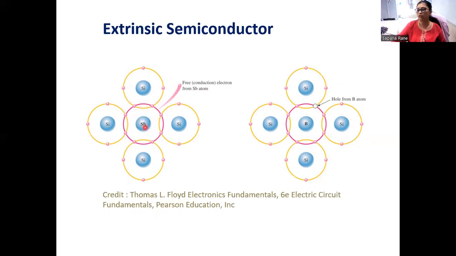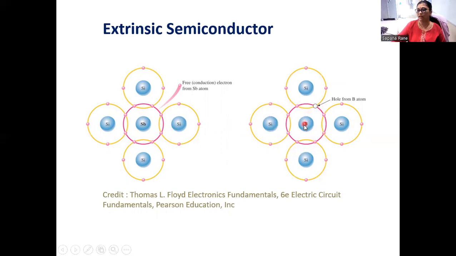N indicates negative. That means majority charge carriers are electrons, and electrons are negatively charged. Therefore, the material is called N-type extrinsic semiconducting material. So in the case of N-type extrinsic semiconducting material, the dopant material should be pentavalent. Examples of pentavalent impurities are antimony, phosphorus, etc. The majority charge carriers are electrons, and the minority charge carriers are holes.